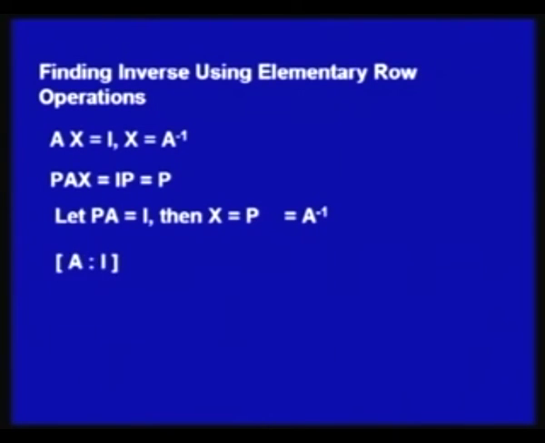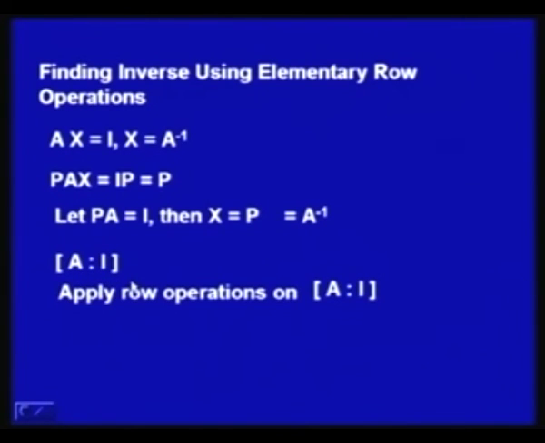So, what we do is we apply row transformations on the augmented matrix A colon I. Instead of having a column matrix B as in the case of a system of equations, we now have an identity matrix of appropriate order. Now, we apply row operations on A, and we try to reduce A into the identity matrix, and the same operations are applied on I, and we will see that by the time A is transformed into I, I will be transformed into A inverse. So, A inverse becomes P.